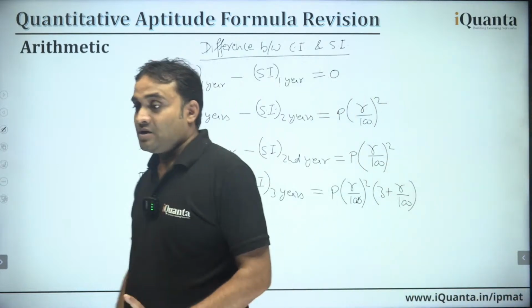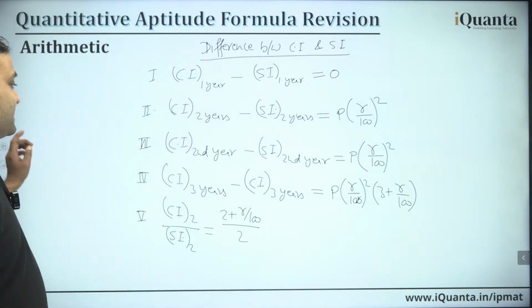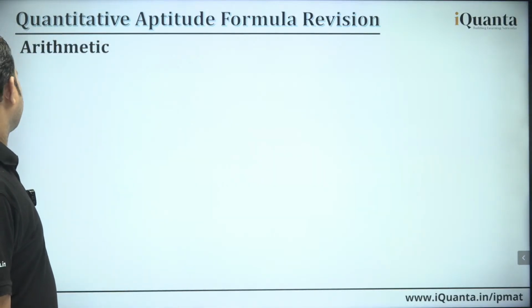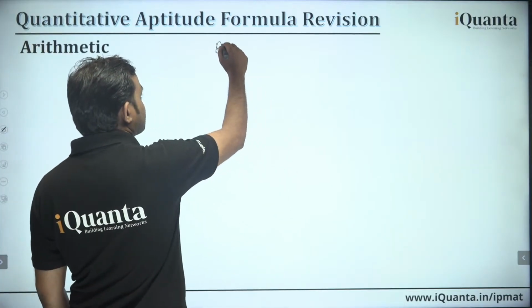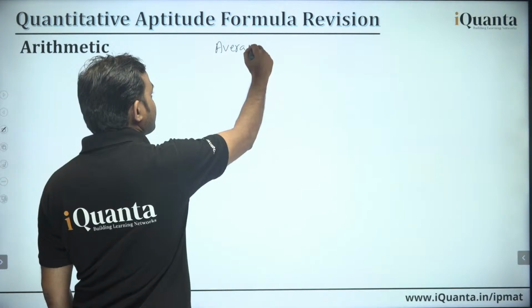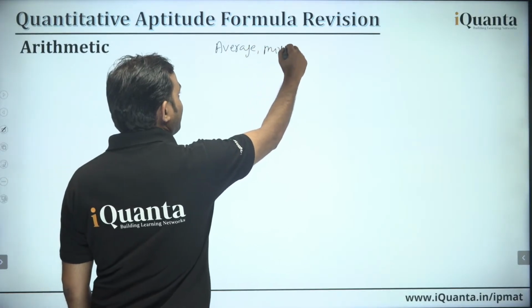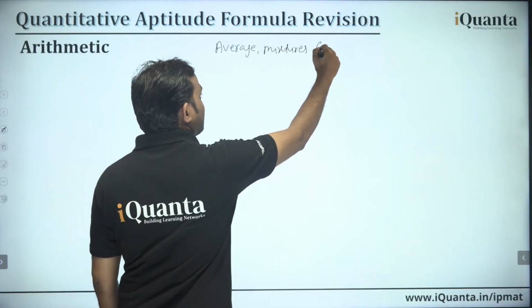All right. So with that, we are done with simple and compound interest. Now we are going to talk about average, mixtures and allegation.